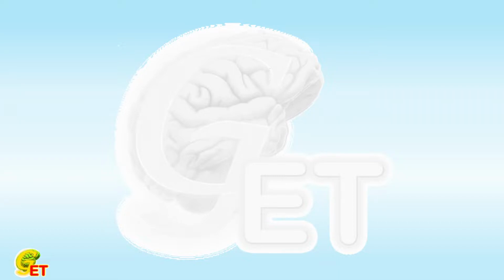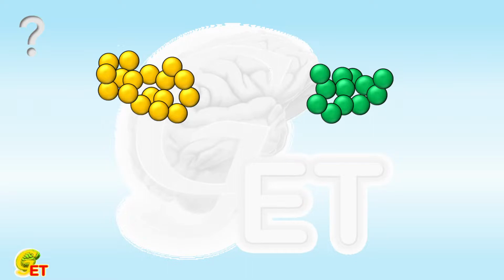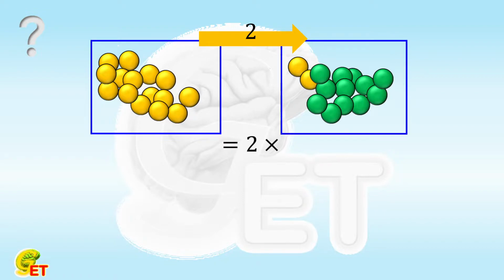There are two groups of balls. If we take two from the first group and put them into the second, the number of balls in the first group is twice as many as in the second group.